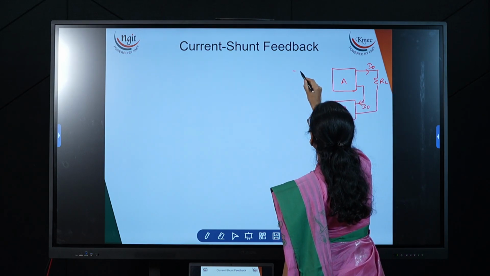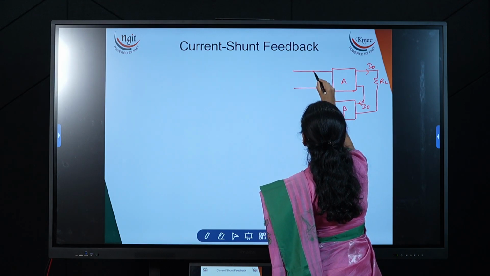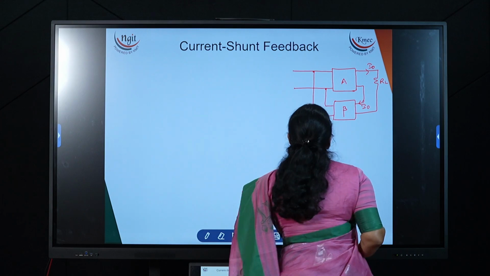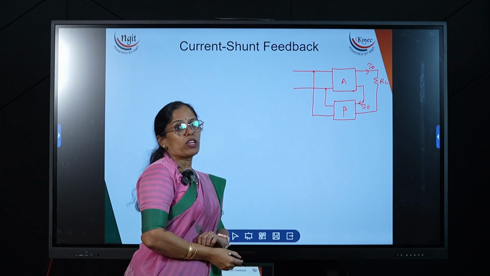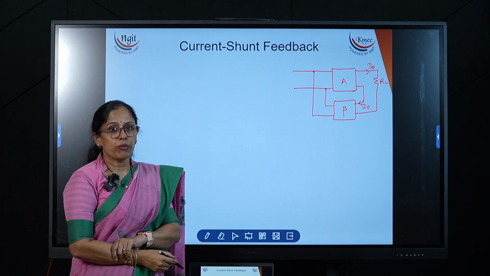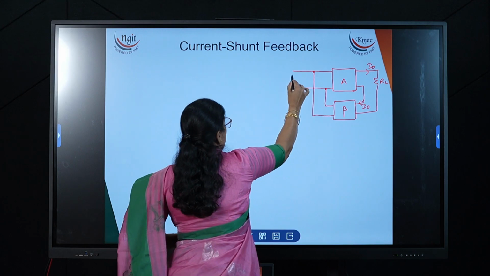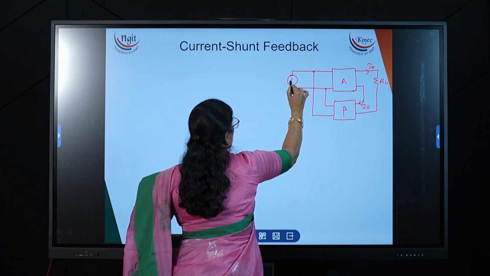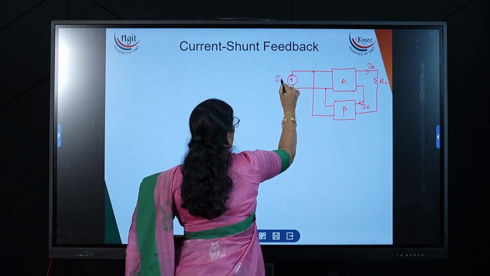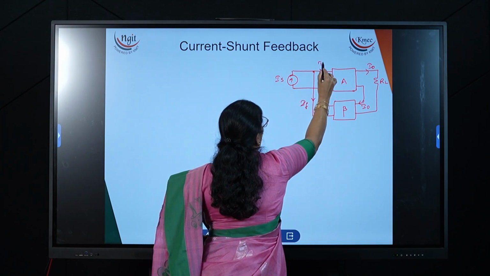Input side is shunt. Now I am taking this shunt connection over here. If I am taking this shunt connection at the input, which source do we need to apply? In a shunt only currents can be added and subtracted, voltages are the same, that's why we have to take the current source. This is IS, this is IF and this is II.